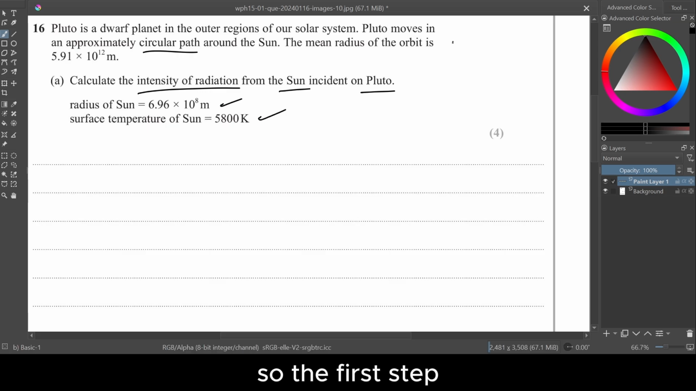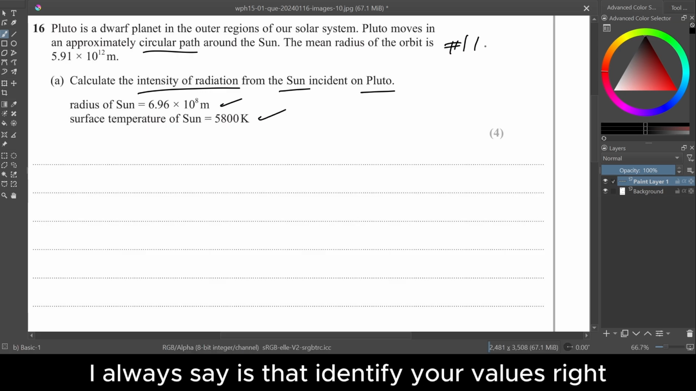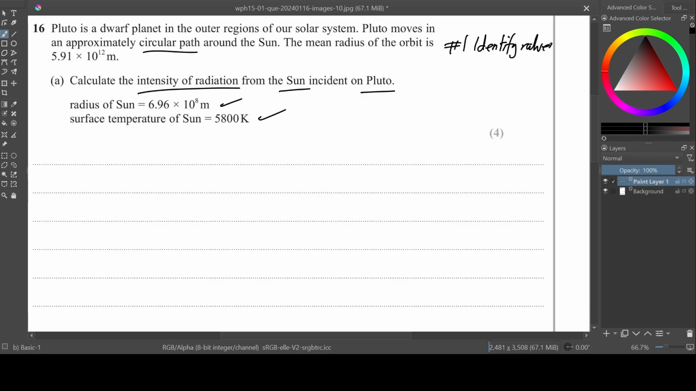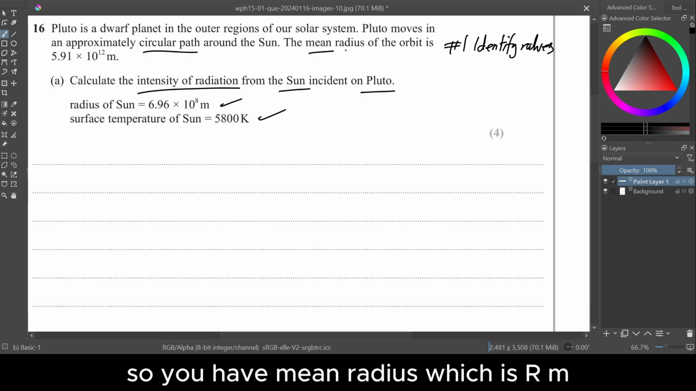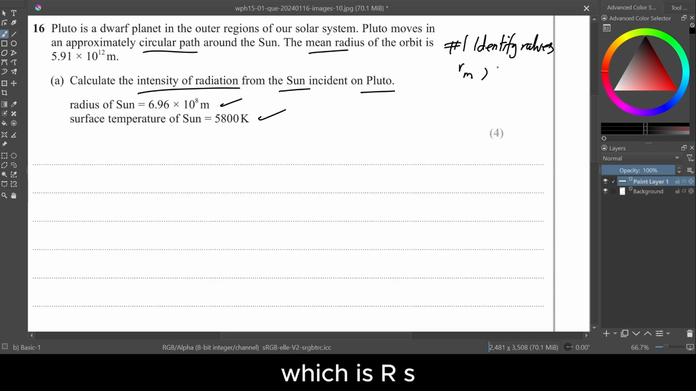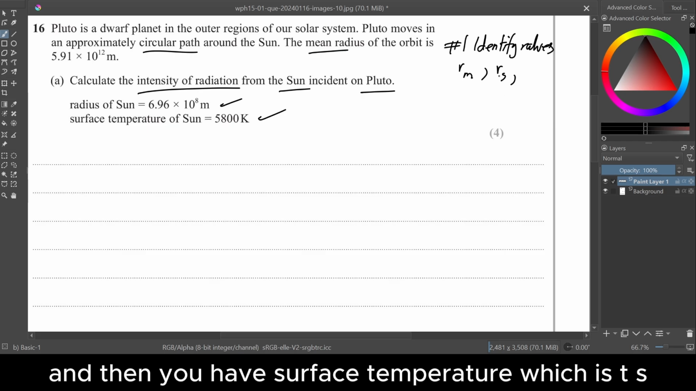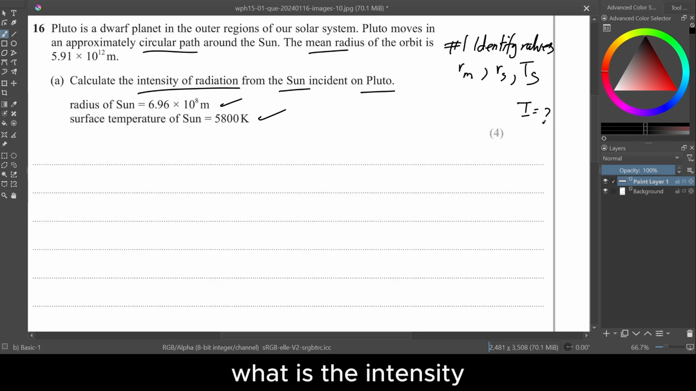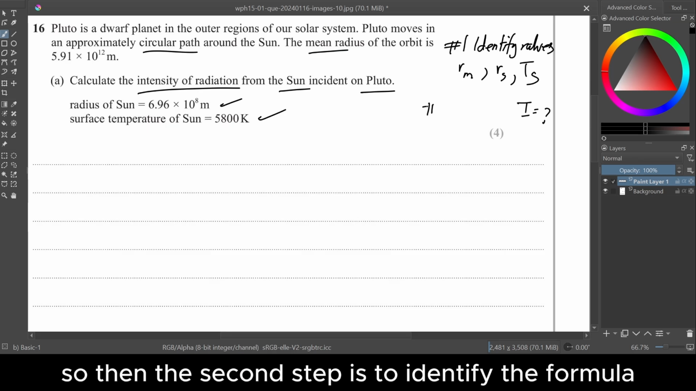So you have these two values. The first step I always say is to identify your values, what values you have been given. So you have mean radius, which is Rm, then the radius of the sun, which is Rs, and then the surface temperature, which is Ts. And you need to find the intensity. So the second step is to identify the formula.